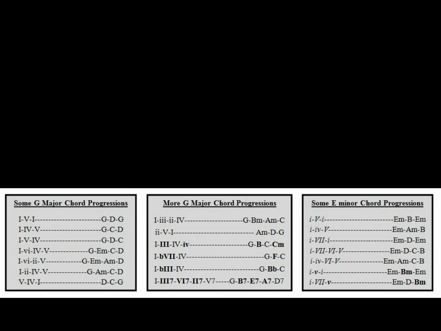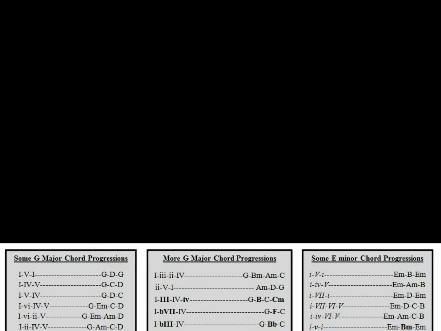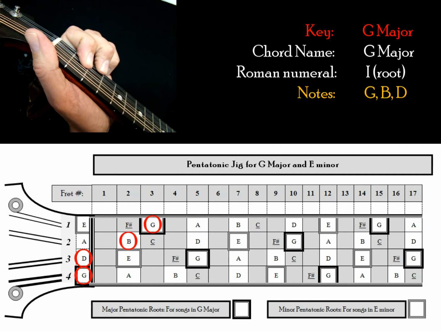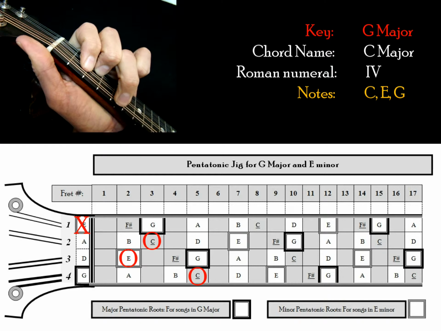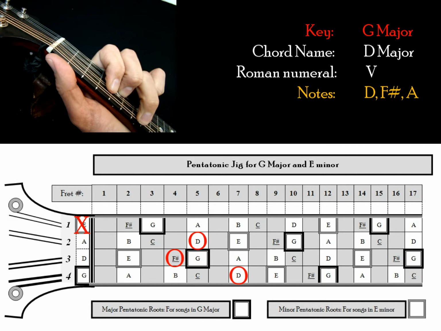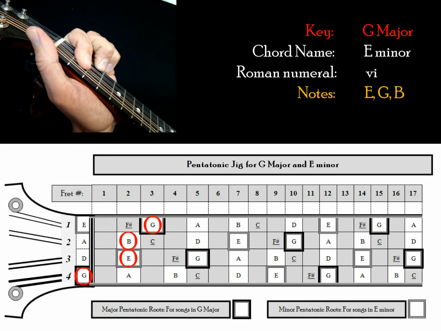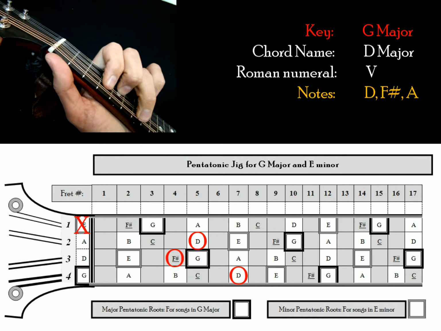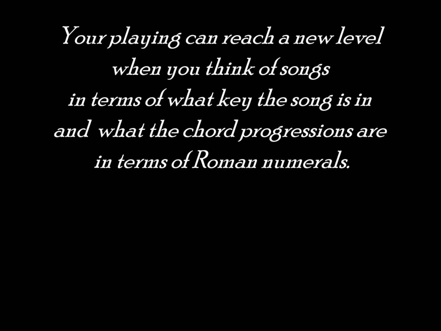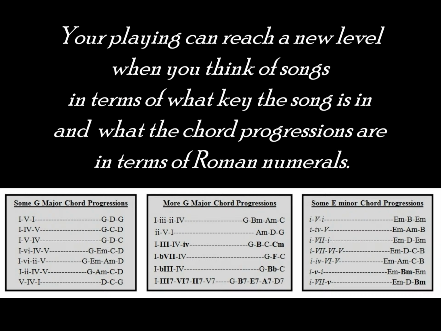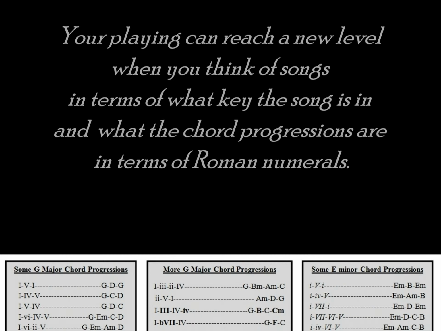Let's look at a 1-6-4-5 chord progression in the key of G major. So a 1-6-4-5 progression in G major would be G major, E minor, C major, D major, 1, 6, 4, 5, back to the 1. All of these different chord progressions sound good together and can be used in lots of different keys. Let's look at some in the key of A major next.